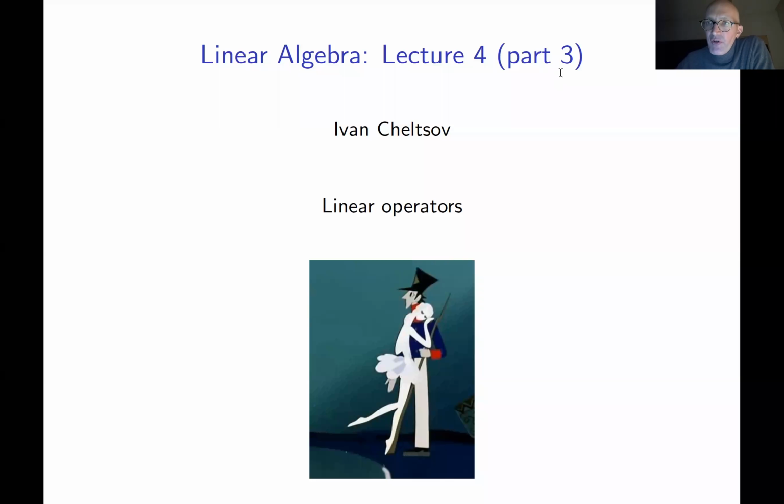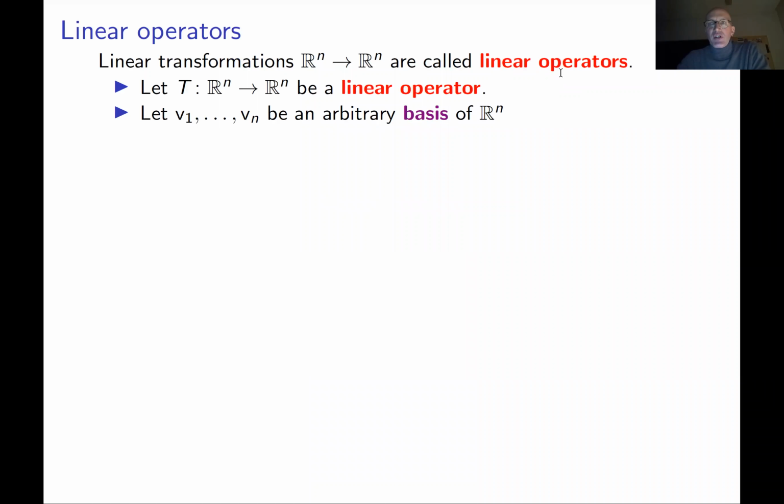Hello, this is the third and final part of lecture 4 of linear algebra, and this part is about linear operators. What are linear operators? Linear operators are linear transformations that take vectors in n-dimensional space and map them back to n-dimensional space. In the language of matrices, linear operators correspond to square matrices.